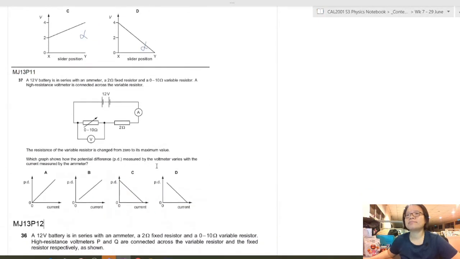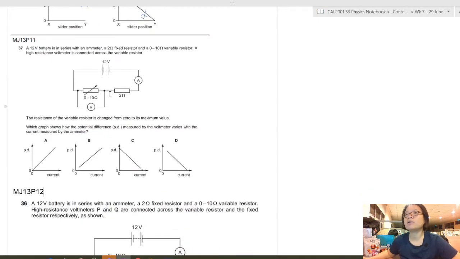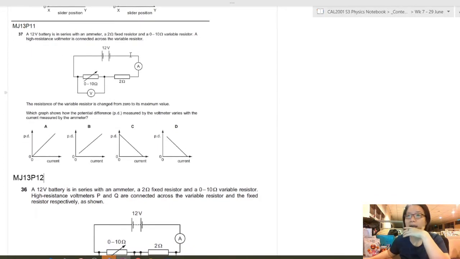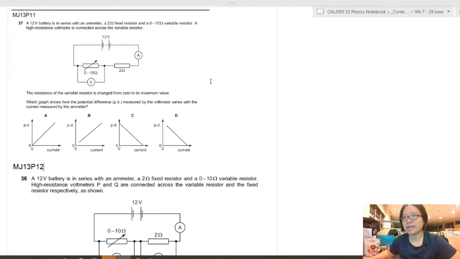Alright, moving on. Okay, so now you have a 12 volt battery in series with the ammeter, a 2 ohm resistor, and a 0 to 10 ohm variable resistor. A high resistance voltmeter is connected. The resistance of the variable resistor is changed from 0 to maximum. Which graph shows the potential difference measured by the voltmeter and the current measured by the ammeter?